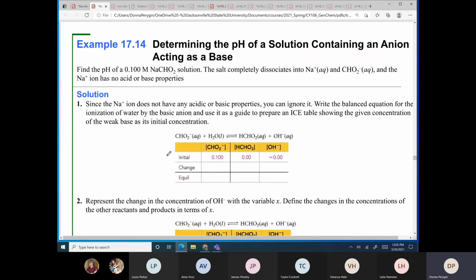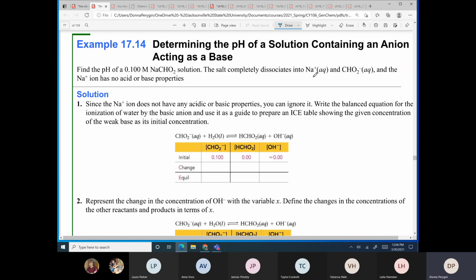All right. So 17.14, this is our last math problem, and I hope I can get my computer to cooperate with me long enough to work this math problem. Okay. I think it's our last math problem. Determine the pH of a solution containing an anion acting as a base. Find the pH of a 0.1 molar sodium formate solution.